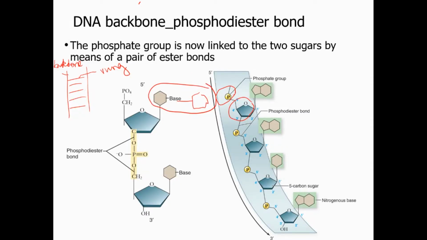Okay, so the backbone is linked by the phosphodiester bond. Phospho, because you have a phosphate group right here, and diester, di means 2. So you have 2 ester bonds. This is 1 ester, and this is the other ester bond, right? So you can see that this part of the backbone is connected by the phosphodiester bond. All right, so remember that.